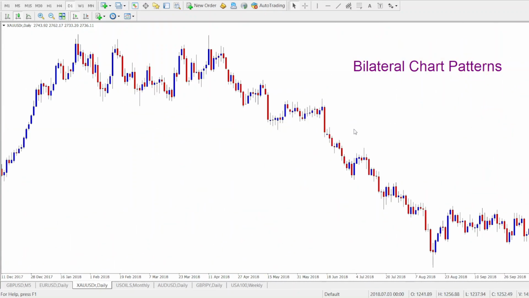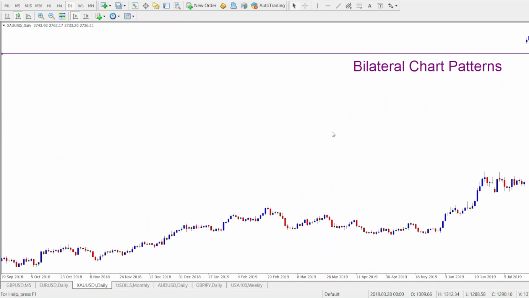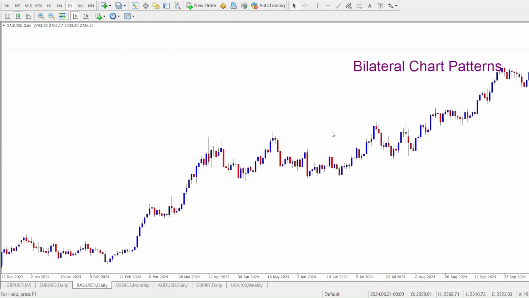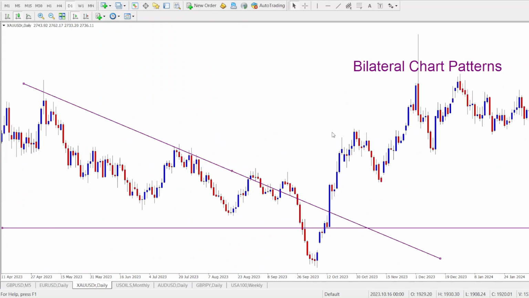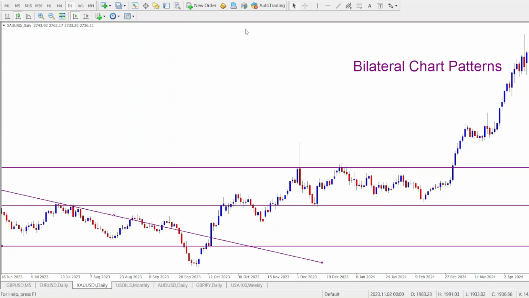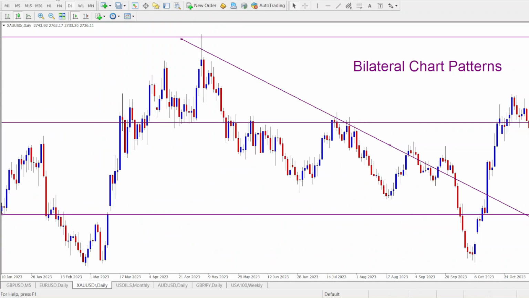So basically they are mostly rectangles and triangles. It could be a symmetrical triangle, it could be an ascending triangle, it could be a descending triangle. Those are the kind of patterns that we call bilateral chart patterns.